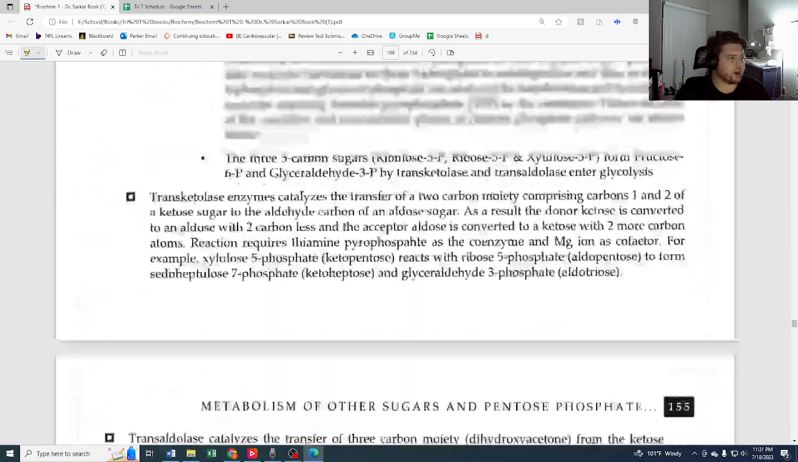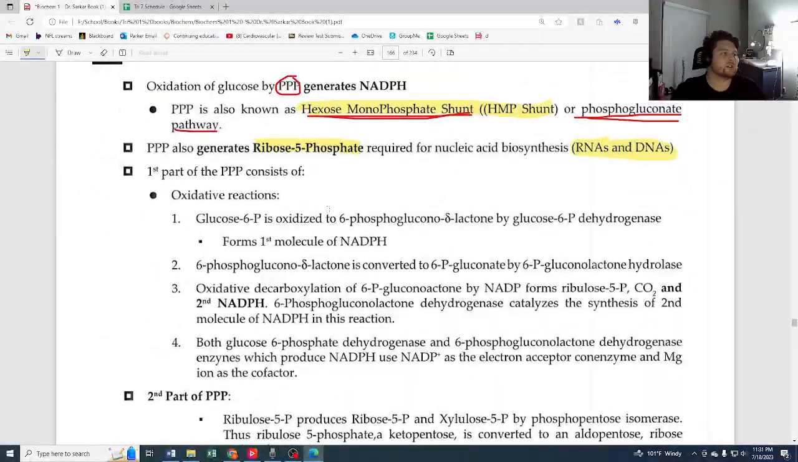So we're going to look at the different parts of this pathway. The first part consists of oxidative reactions. Glucose 6-phosphate is oxidized to 6-phosphoglucono, I'm fairly certain that is the delta sign. Let me confirm. Yes, that is the lowercase delta. So this is 6-phosphogluconate delta lactone, made by glucose 6-phosphate dehydrogenase, which forms the first molecule of NADPH.